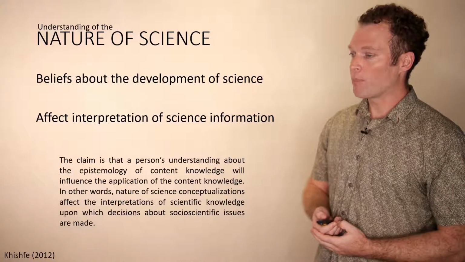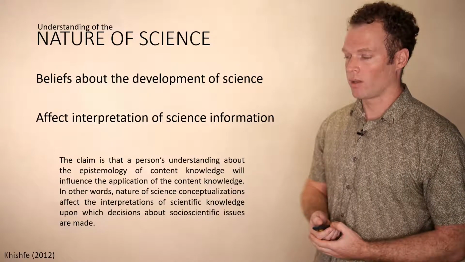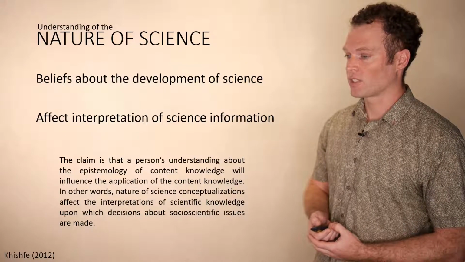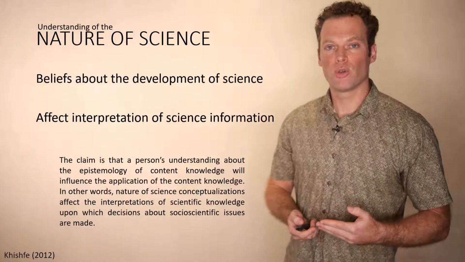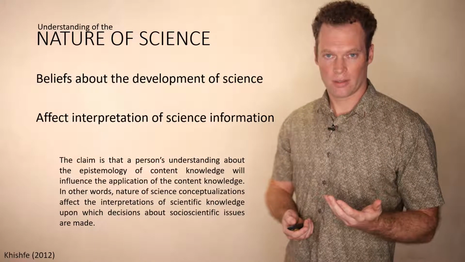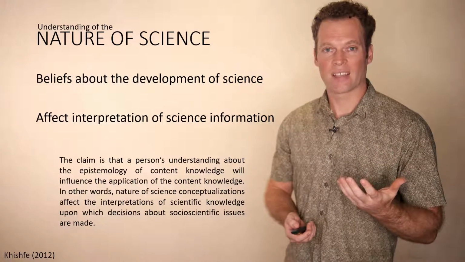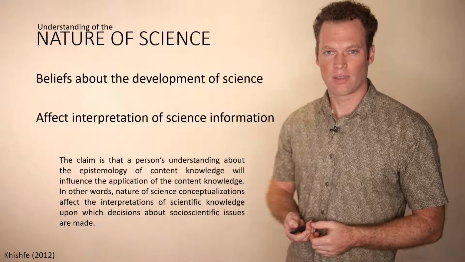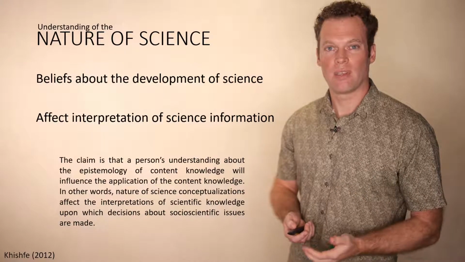According to Kishvi, a person's understanding about the epistemology of content knowledge will influence the application of the content knowledge. In other words, nature of science conceptualizations affect the interpretations of science knowledge upon which decisions about socio-scientific issues are made. So people who have a particular understanding of the nature of science will interpret science with respect to how it is relevant to them and also the value it has in society. And those interpretations will affect how they respond to that scientific information, how it affects their beliefs, how it affects their values, how it affects their judgments and perhaps even decisions.